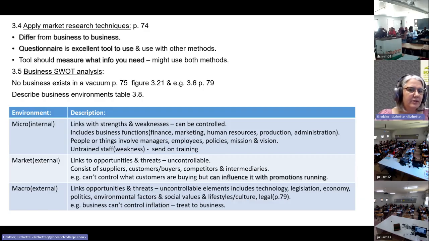All right, so microenvironment, internal, this is where you link your strengths and weaknesses. This can be controlled. So these are things inside the business that it is possible to change, especially your weaknesses. It includes a business's functions. The functions are always finance, marketing, HR, production, and then administration. People or things that are involved in management, also your employees, any policies, and then obviously your mission and vision.